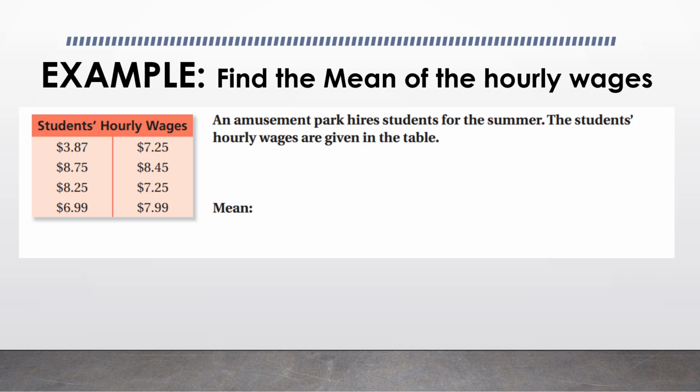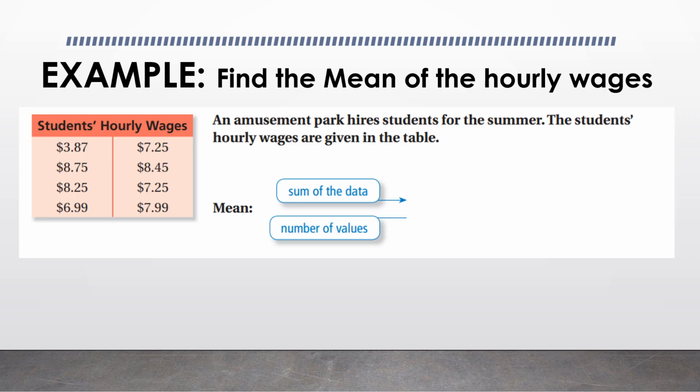First example, find the mean of the hourly wages. An amusement park hires students for the summer. The students' hourly wages are given in the table, and there are 8 different data values there. To find the mean, you take the sum of the data and the number of values in our data set and divide them. It is money, so make sure you round to the nearest cent. So the mean is $7.35.